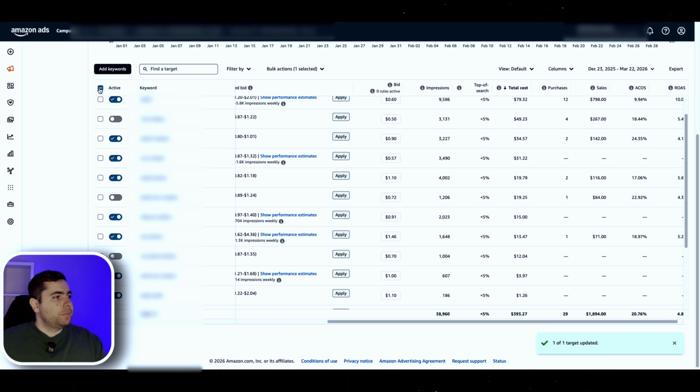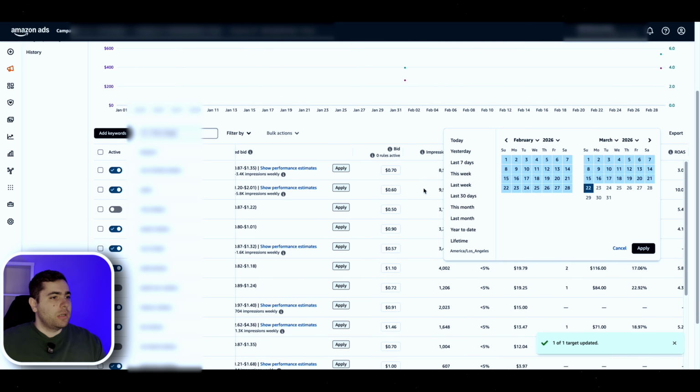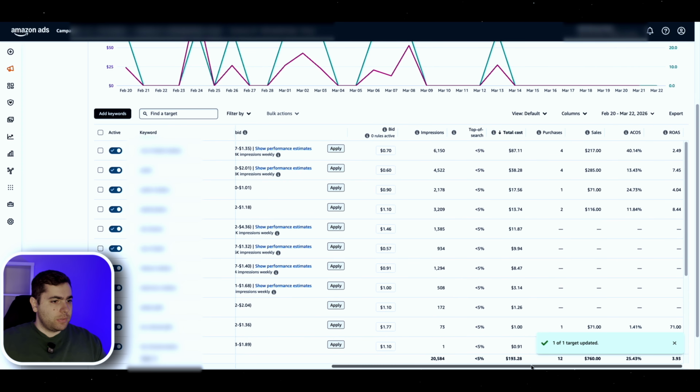Also, let's check the last month. Okay, here we can see that also nothing goes crazy. All the top spenders are getting some sales with acceptable ACOS. So maybe we can consider to increase the bid for these 3 targets, right?